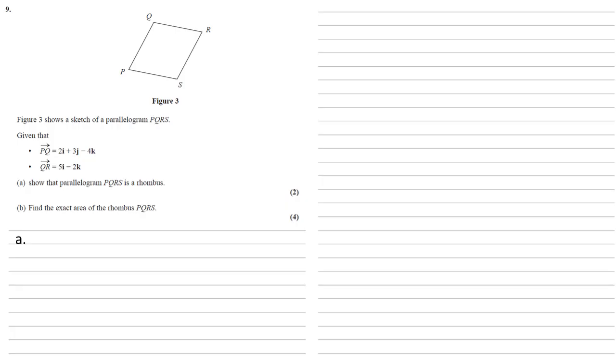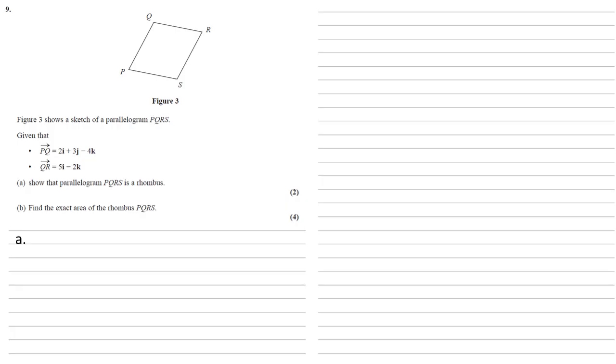So we're already told that this is a parallelogram, so we know that the opposite sides are equal. To prove that this is a rhombus, which is just a special kind of parallelogram, all we need to do is show that the adjacent sides are equal to each other. We're given vectors for PQ and QR, which are two adjacent sides. So if we can find the size of these two sides, the length, then we can show that they're equal.